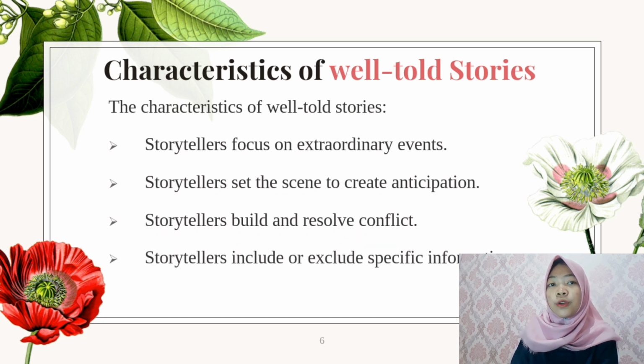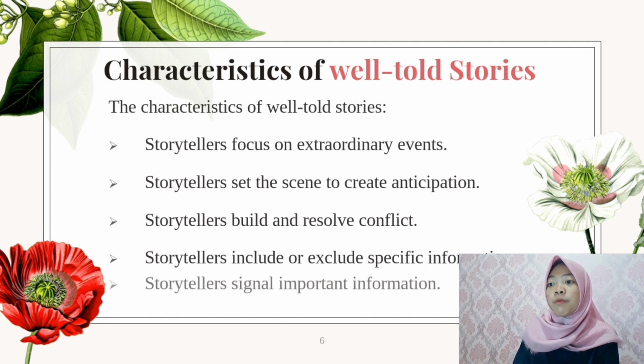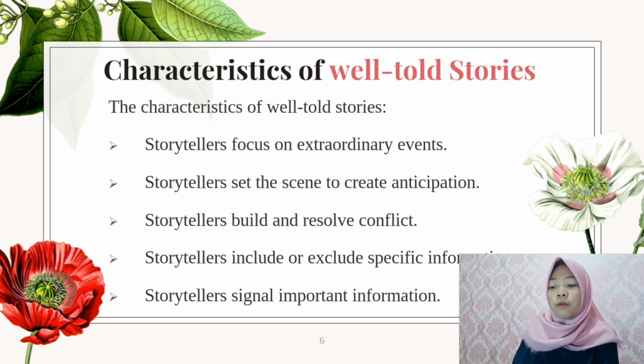The fourth one is storytellers include or exclude specific information. Tellers or writers include or exclude information in their stories to engage audiences in finding the missing links. The last one is storytellers signal important information. Certain information is particularly important or significant for understanding a text. For example, they may use a title to highlight or abstract a key aspect of a story. Certain words, phrases, or actions being repeated also signal their importance to the narrative.